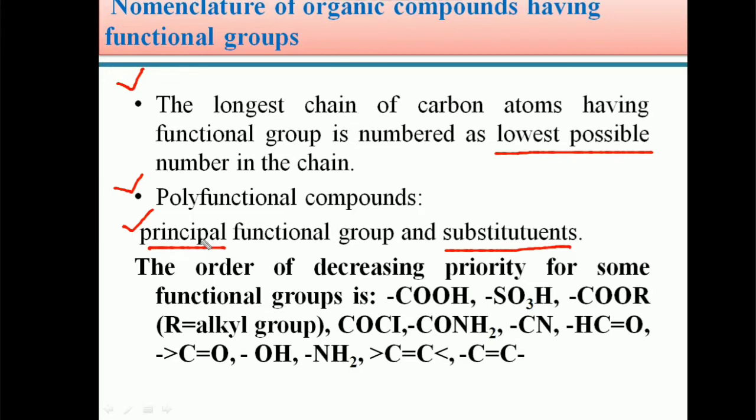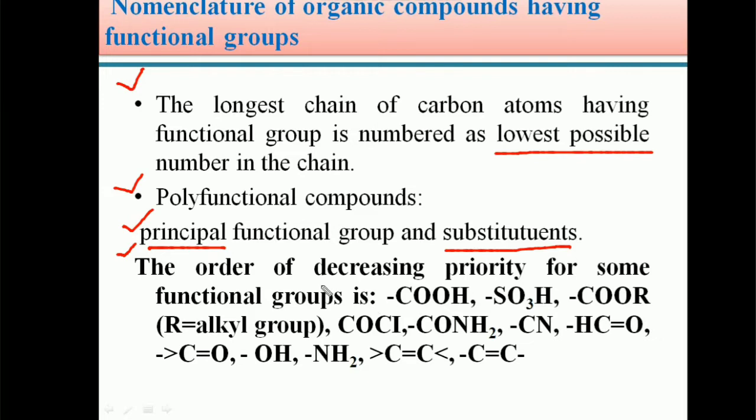So how can we identify which one is the principal functional group and which become substituents? For that, we are giving an order. This is the order we should follow to divide them into a principal functional group and substituents. This is the decreasing priority order for some functional groups. In decreasing order, I write the functional groups here, and based on that we can decide which functional group acts as the principal functional group, and the remaining functional groups act as substituents.